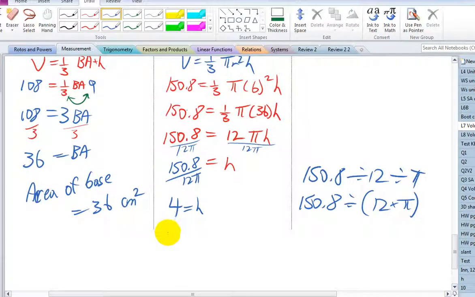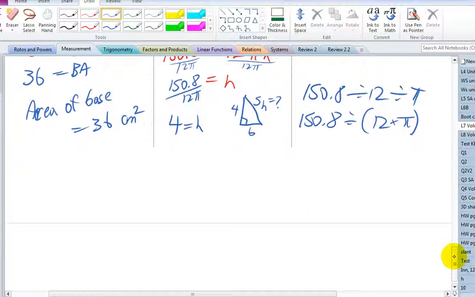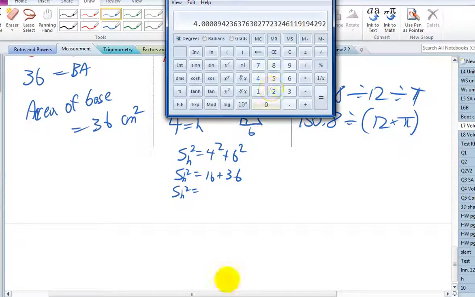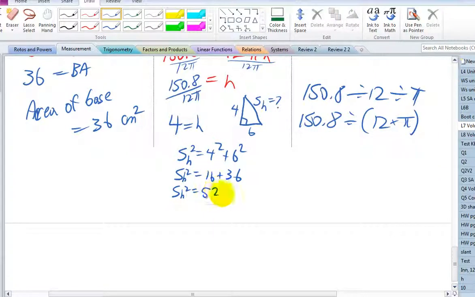Okay. But we're not done here. Height is 4. The radius is 6. What's the slant height? It's just Pythagoras. Okay, so quickly do Pythagoras. Slant height squared equals 4 squared plus 6 squared. Slant height squared equals 16 plus 36. Slant height squared equals 52. So slant height equals square root 52.